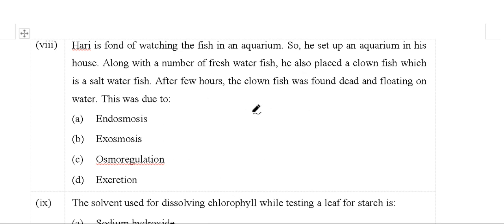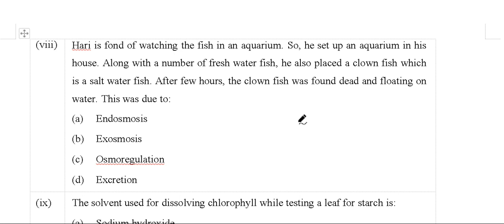The aquarium water is mainly hypotonic, and the marine water fish, the clownfish which he used, was mainly staying in a hypertonic situation. So we are taking a substance from a hypertonic solution, where the concentration is very high, and putting it in the hypotonic solution.